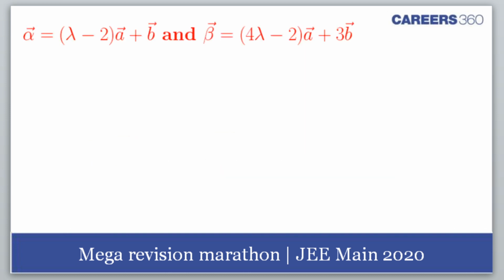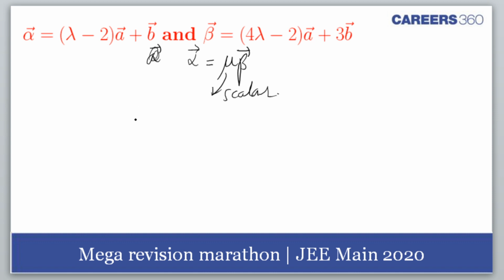Yes, here it is written. So I'll make use of this slide. I'll assume that A, alpha and beta are given to me as collinear vectors. So alpha would be mu beta, where mu is a scalar.